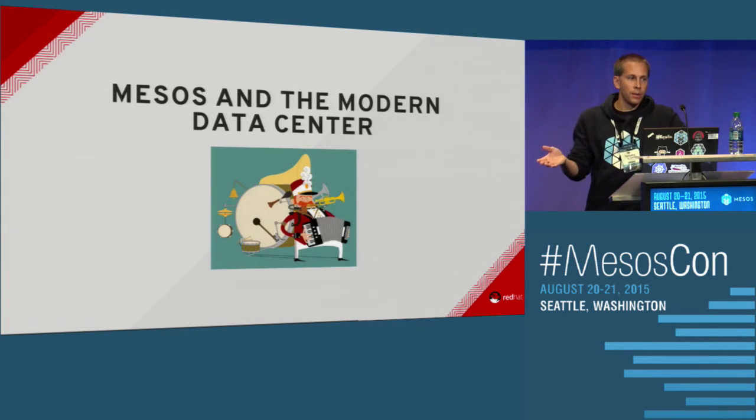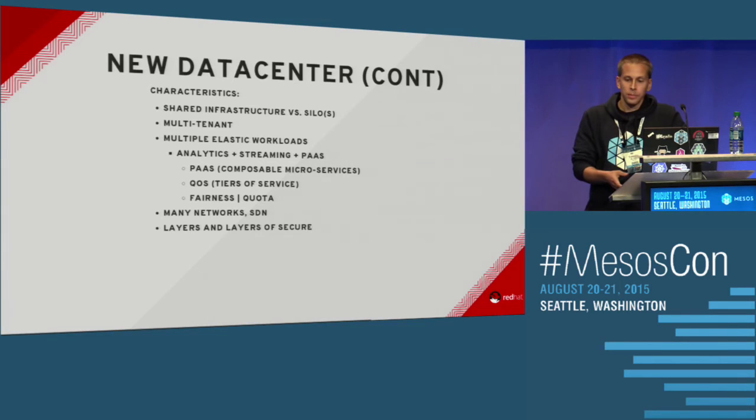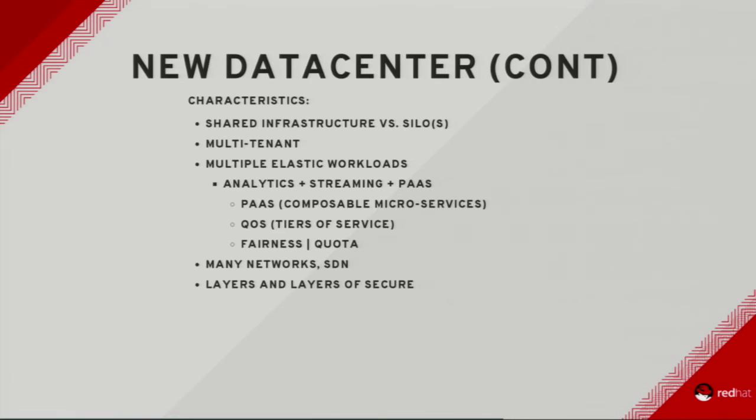Okay, that's great. Now, how does Kubernetes and Mesos kind of live together? So let's talk about Mesos and the modern data center, right? So what are some of the characteristics of the modern data center? Well, you have a shared infrastructure, right, versus silos that you had in the past. It has to be multi-tenant. You have to have multiple elastic workloads. I don't think people truly understand how important that is, right? Where you have analytics, streaming, and PaaS, not just one or the other, right?